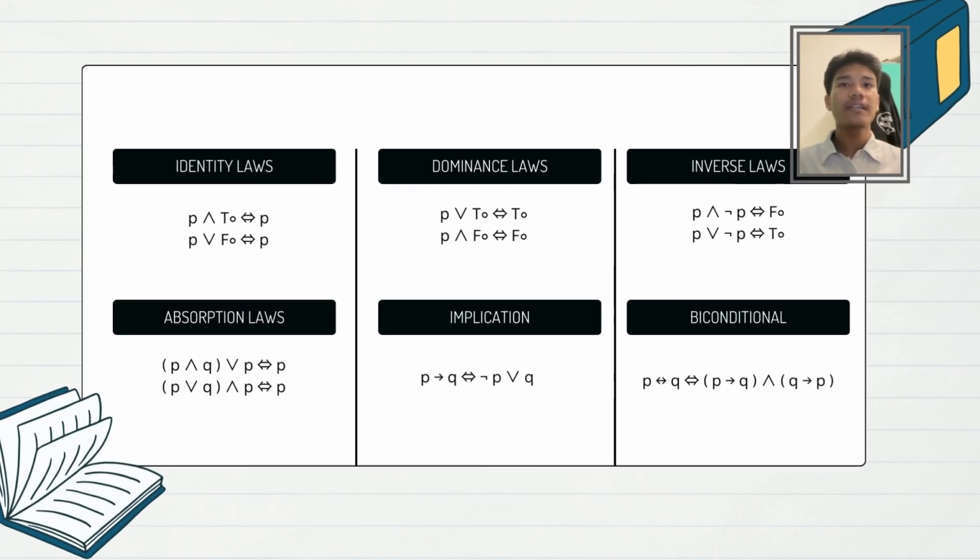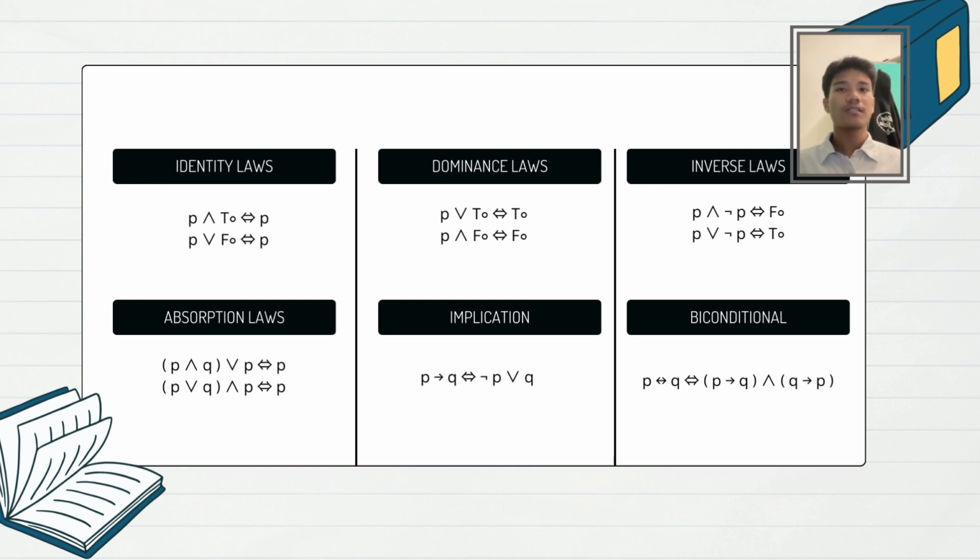Next, we go to the identity law. If P and T, the answer will be P. If P or F, the answer will be P. Then we go to dominance law. If P or T, the answer will be T. If P and F, the answer will be F. So next we go to the inverse law. If P and not P, the answer will be F. If P or not P, the answer will be true.